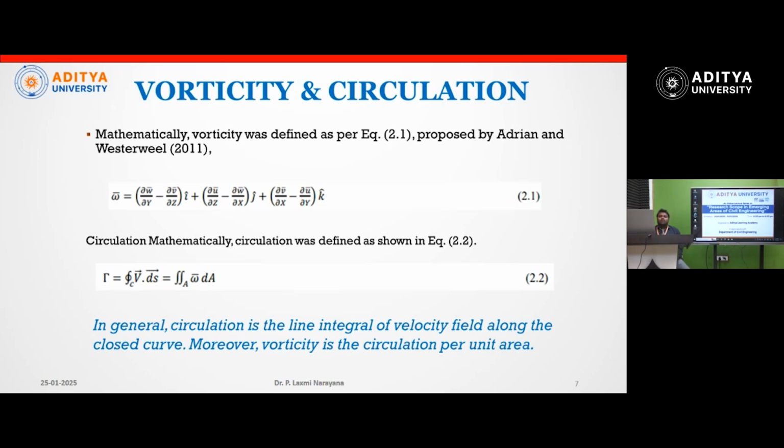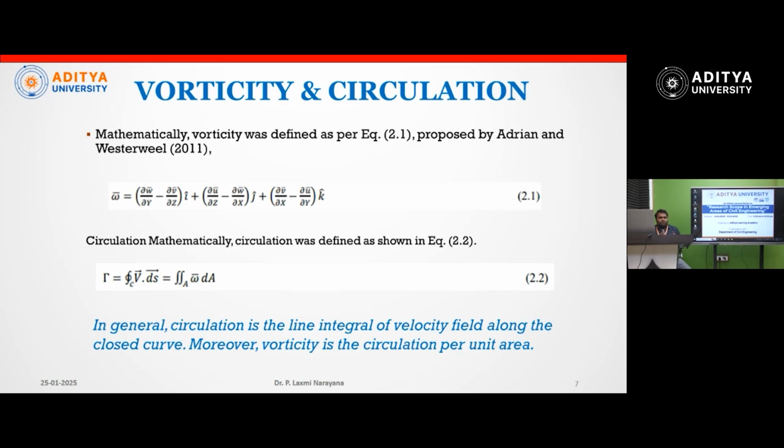So mathematically, how it is represented, we can see on the screen: dw by dy minus dv by dz and so on in equation 2.1. And now, what is meant by circulation? Circulation is a line integral of a velocity vector again, in a closed curve.